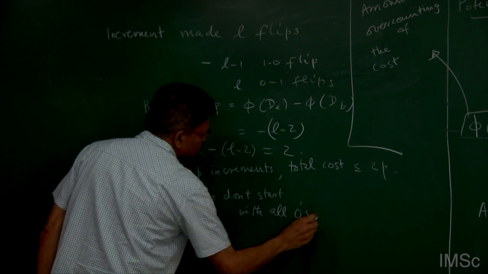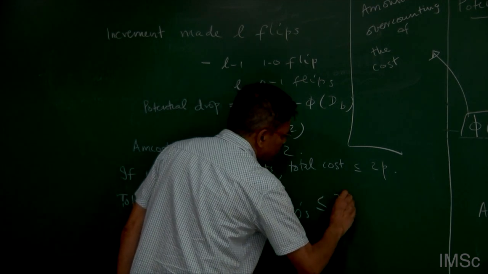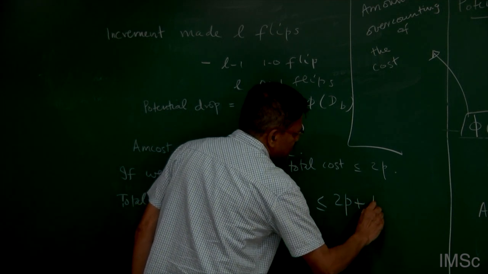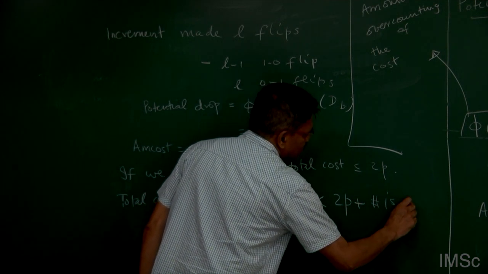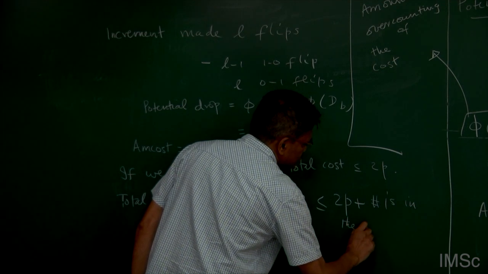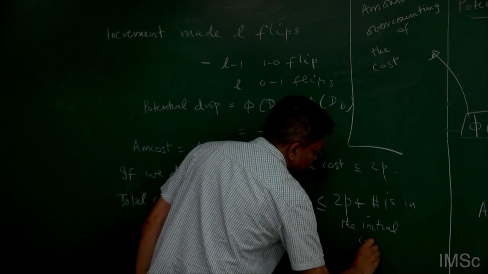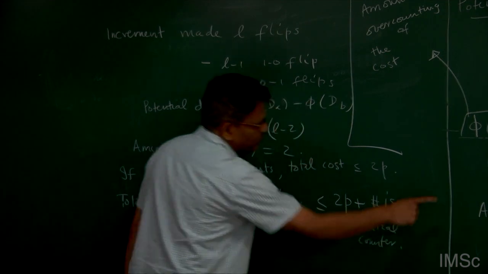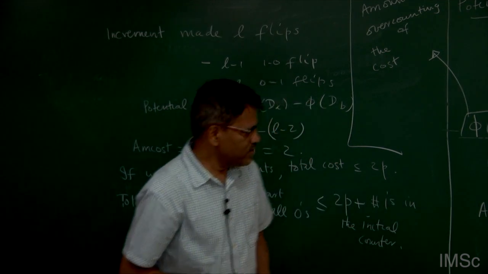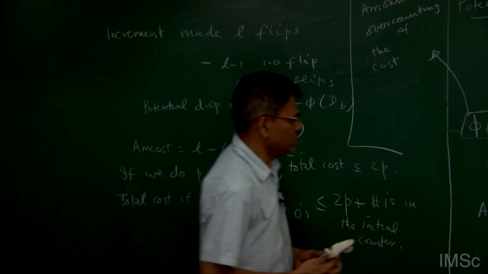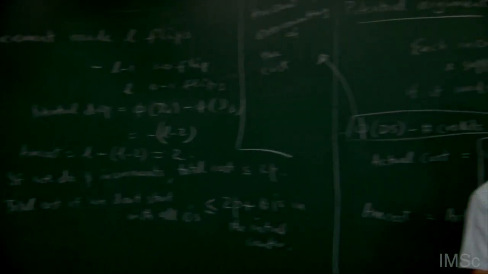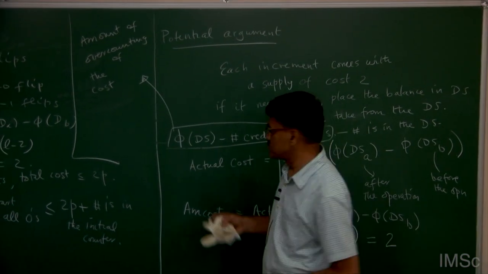all zeros, is basically 2 times P plus the number of ones in the initial counter. You can also arrive at this from here. I'll mention that next time.